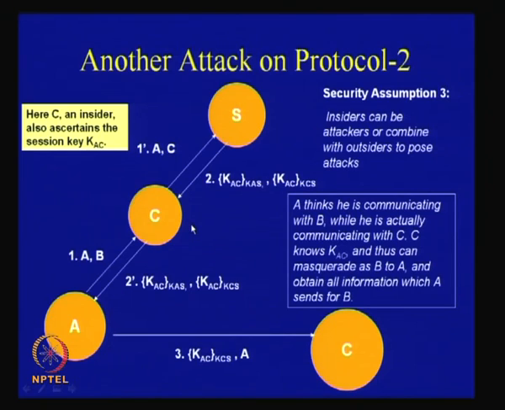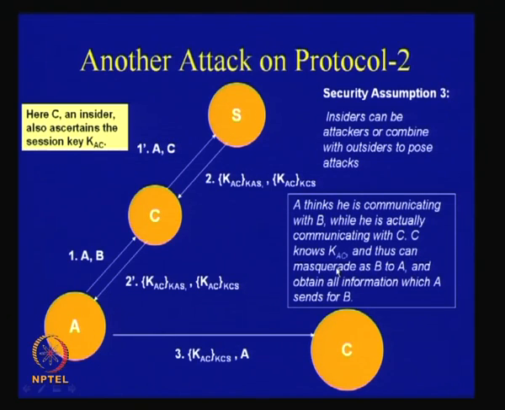So, C is in this case masquerading as B to A. C is actually masquerading as B to A, and therefore, it is obtaining all the information which A actually sends for B. So, therefore, you see that A thinks he is communicating with B while he is actually communicating with C.